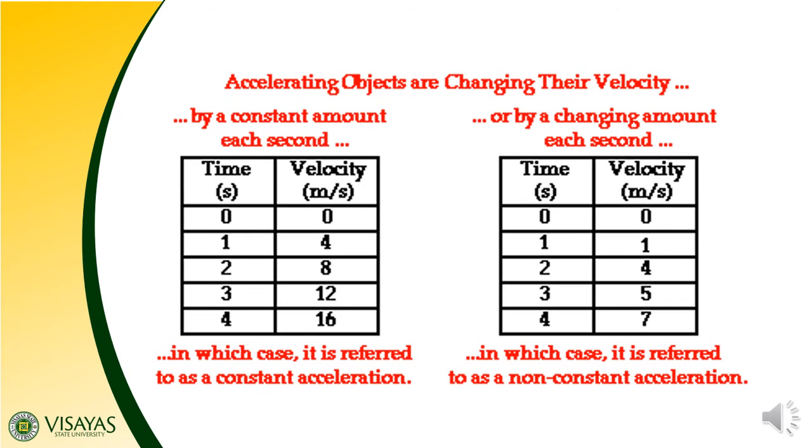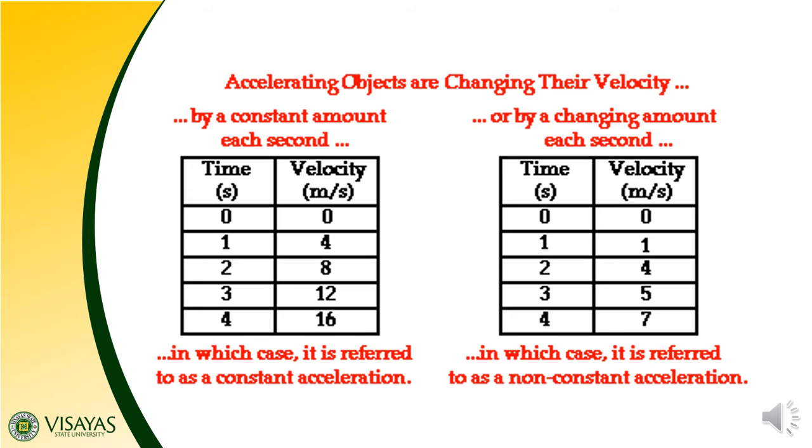So let's find out. We must remember that accelerating objects are changing their velocity. For us to say that an object is accelerating, the velocity must be changing. If the velocity is not changing, the object is not accelerating. Based on this table, we can see that the first column has something to do with the time. The second column has something to do with the velocity.